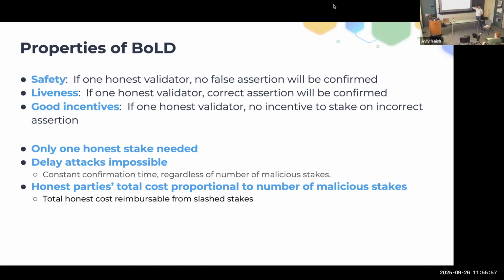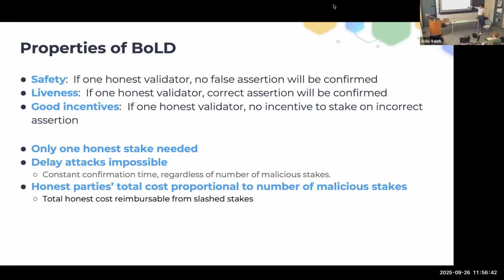So the good properties we had before are still maintained. We have safety, liveness, and good incentives. But now the cons from the previous protocol are completely eliminated. We need just one honest stake, because if I see that honest Aviv has bisected correctly up till now, I can just continue to watch. I might need to step in and provide more moves to advance the path if he goes to sleep or something. But we don't have this phenomenon of having to start from the beginning.